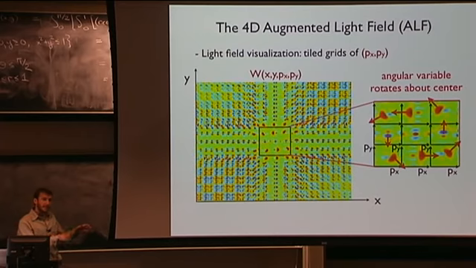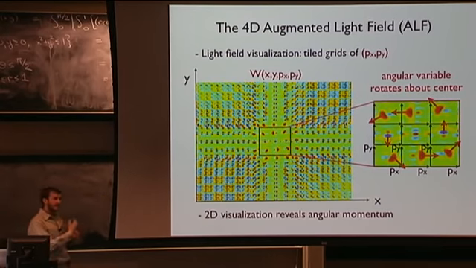So immediately, without having to propagate or do anything complicated, just by looking at the augmented light field or Wigner distribution of this rotating beam, I can see it has this rotating aspect to it. So I know it has what some people call angular momentum inherent to it. So it's a nice visualization tool.